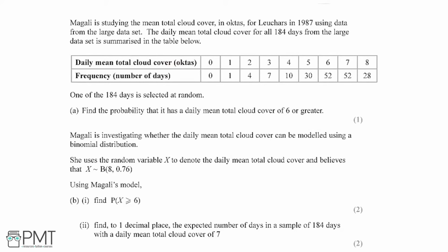Okay, so looking up here at the table that summarises the data, if it has a cloud cover of 6 or greater, we see it has to be 6, 7 or 8. And adding up the corresponding values here, we're going to have 52 plus 52 plus 28. So that's 132 days out of the total of 184 days. So we're going to have 132 over 184, and that simplifies down to 33 divided by 46, which is our final probability. And we get the 1 mark here for getting the correct final probability, either like this as a fraction or as a decimal or percentage.